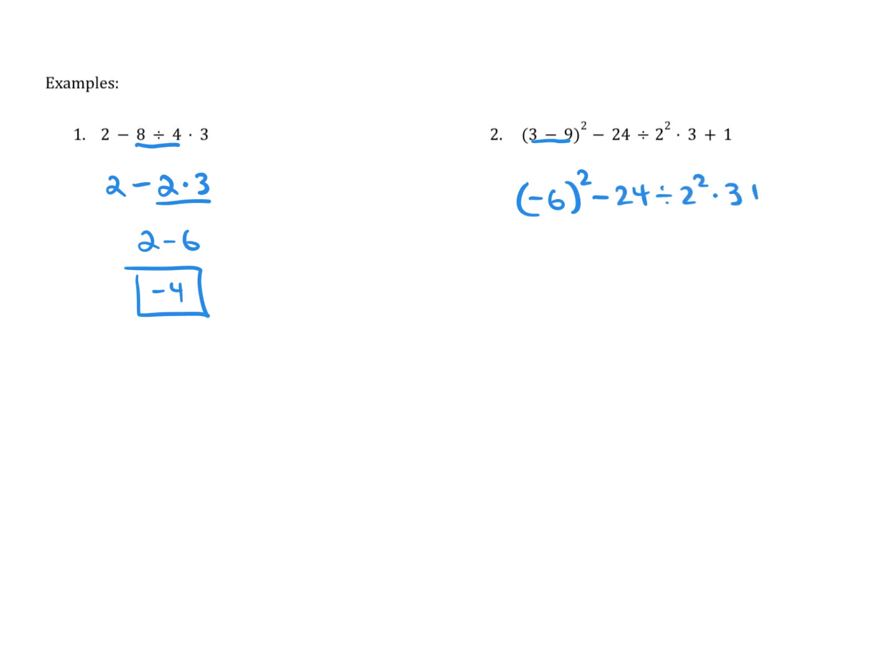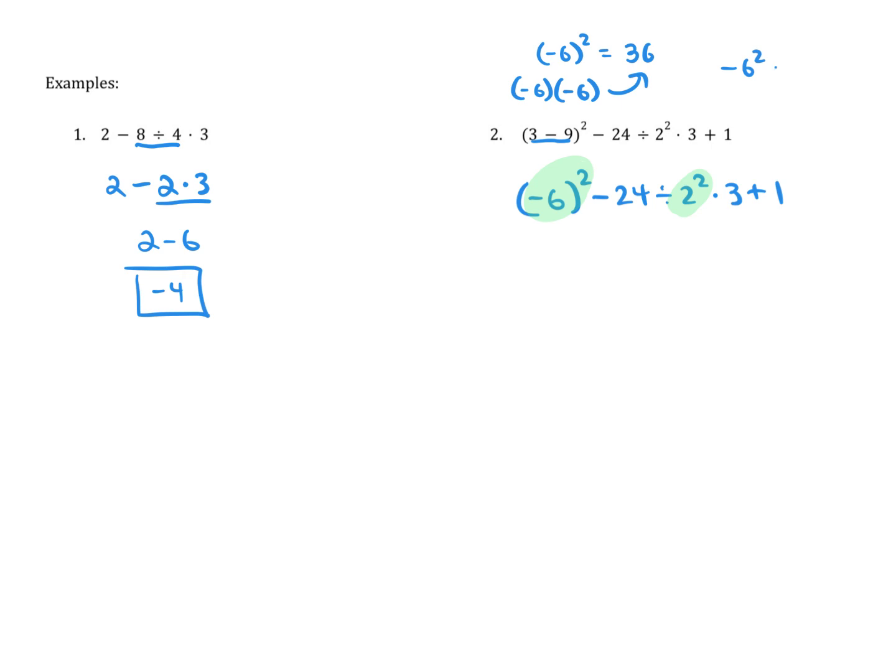I'm just copying the rest. Now I'm going to do my exponents, and I have exponents here and here, so those are going to be my next moves. Now be careful when we square negatives. If you have parentheses around your negative number before you square it, the answer will be positive, and that's because this represents negative 6 times itself, and a negative times a negative is a positive. If you had negative 6 without parentheses squared, that would be something different.